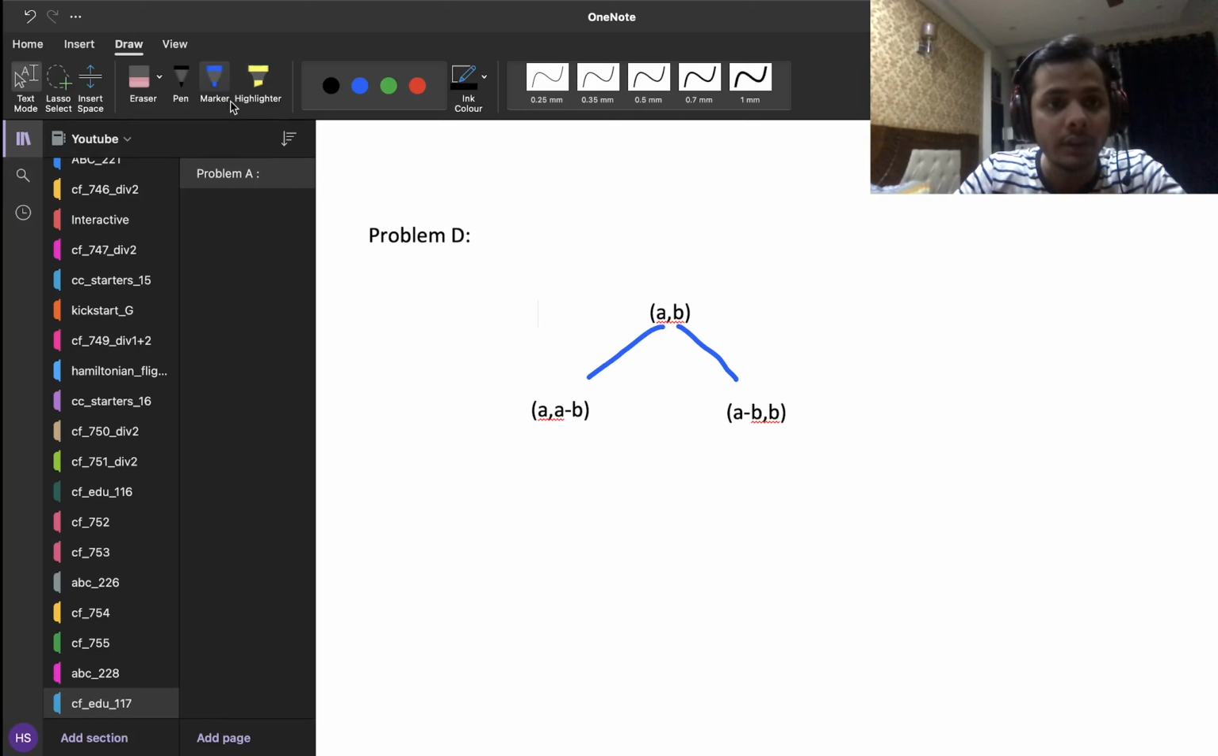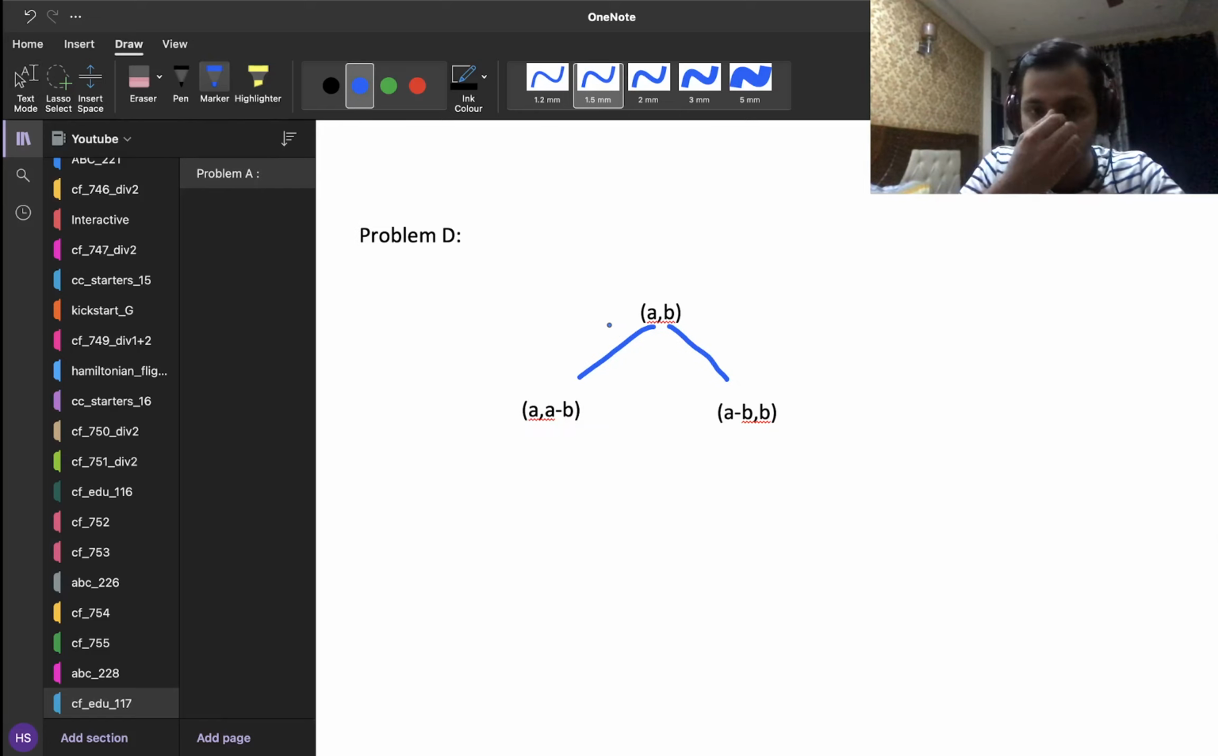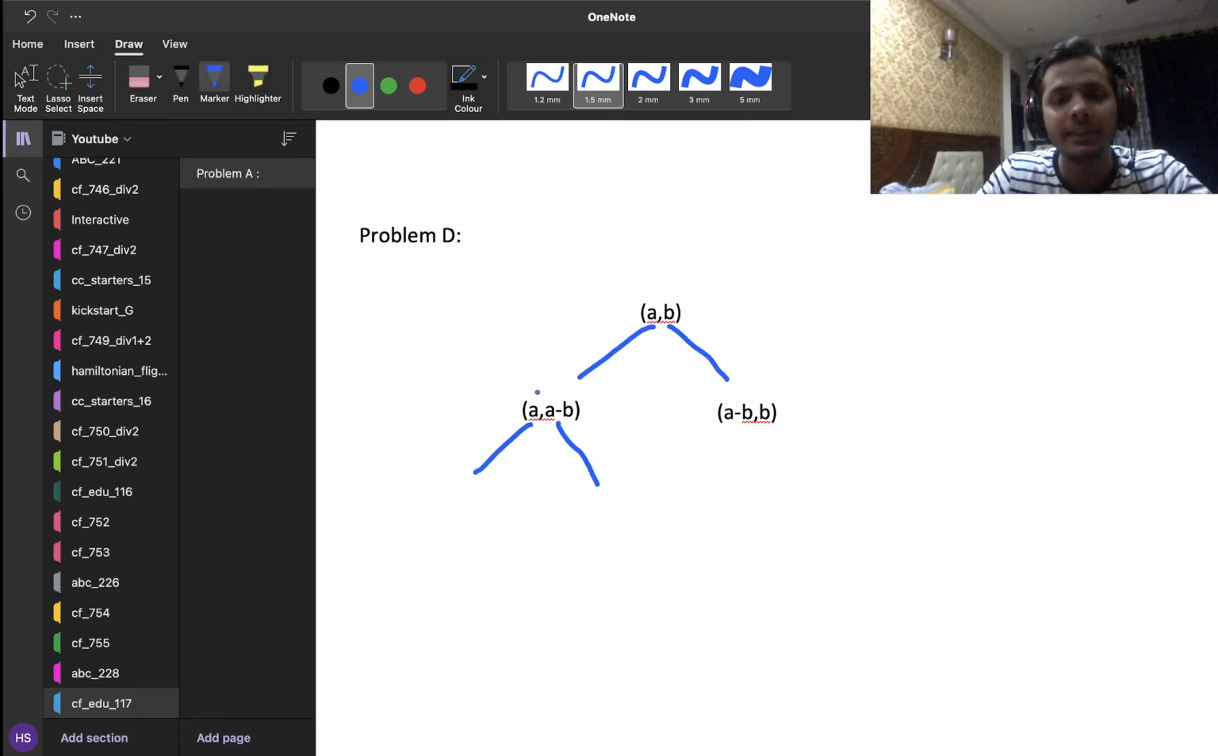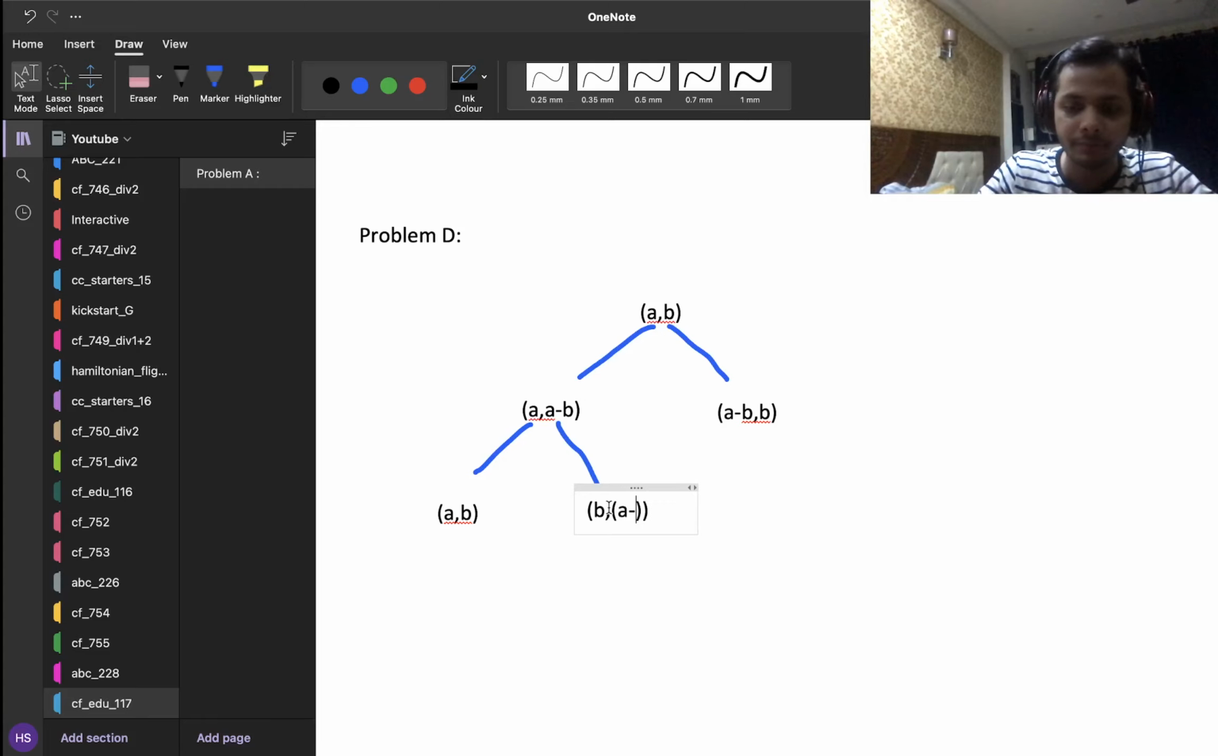Now let's see where we will lead if we go to a comma a minus b. I obviously know that a will be greater than a minus b. The first choice is to keep a the same and convert a minus b to their difference. This a will remain a, but this a minus b will be converted to a minus b, which is b. The second choice is that I let a minus b remain, and a will be converted to b. So I will have b comma a minus b.